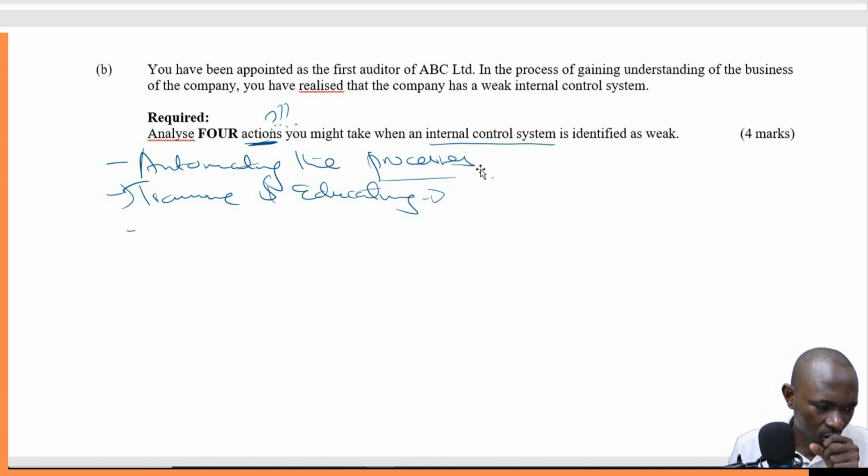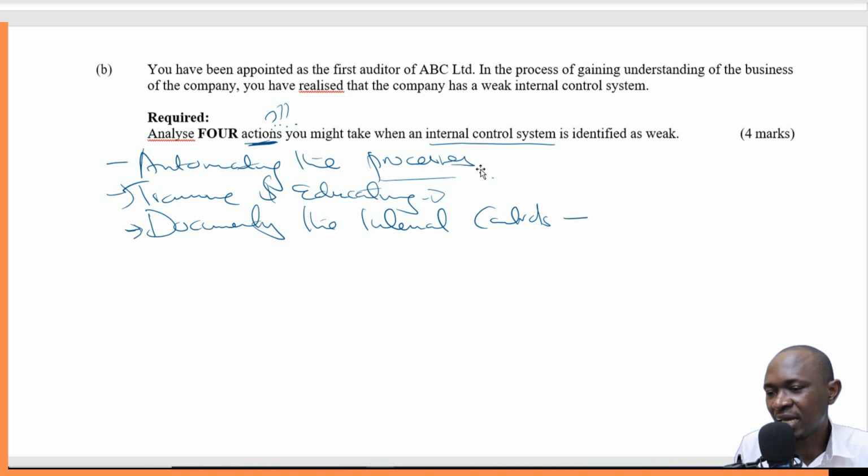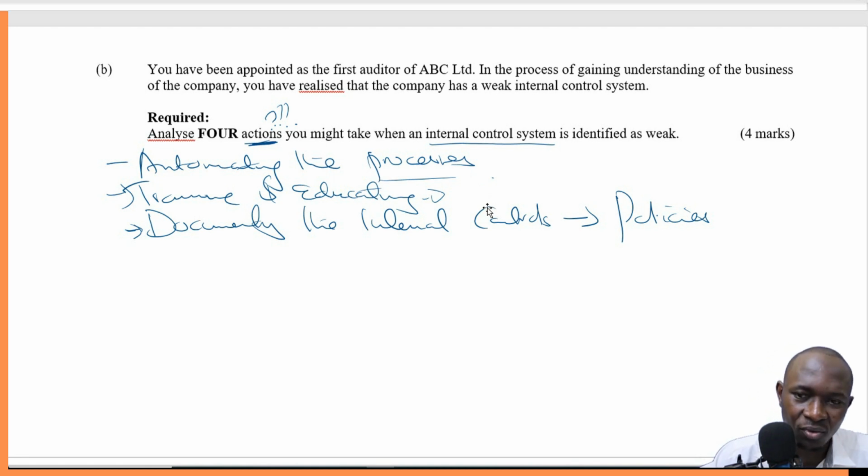Then number 3, we can also talk of documenting the internal controls. That is the procedure, and this can be captured in policies. So you might want to come up with policies that will help direct the staff on how to go about the internal control system. Make it a policy. A policy is a general guideline so that they have to adhere to it. So come up with policies that will ensure the controls are enhanced.